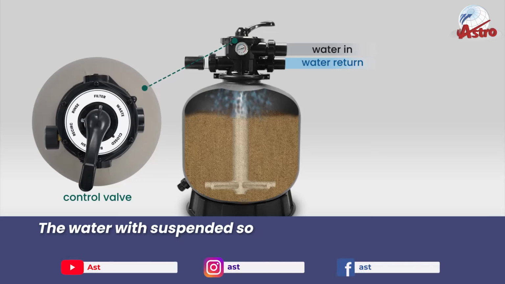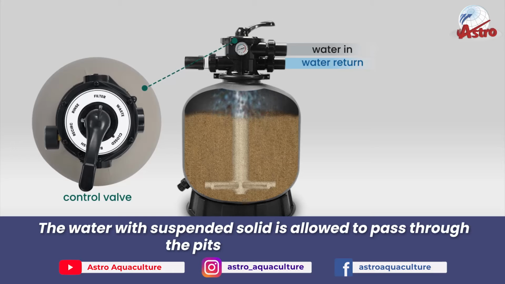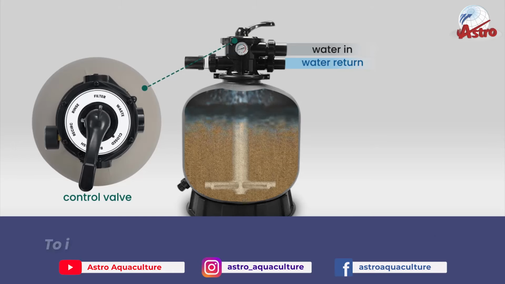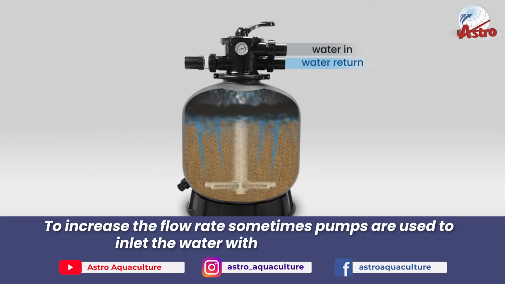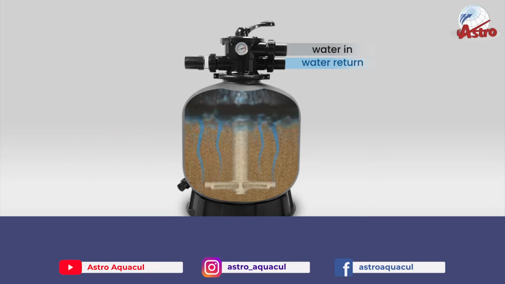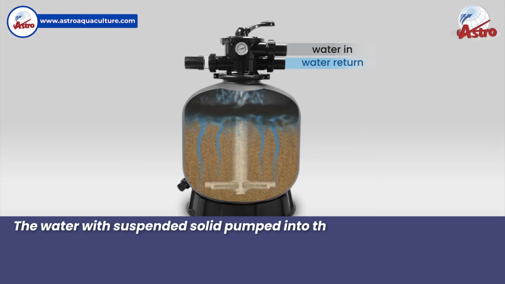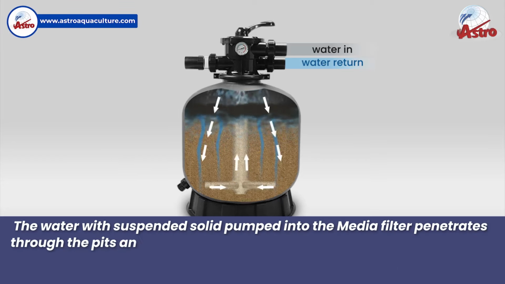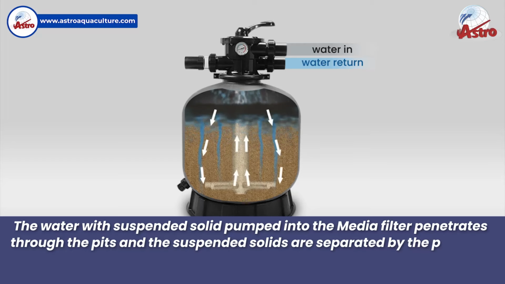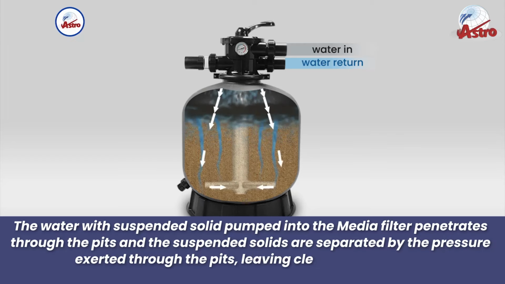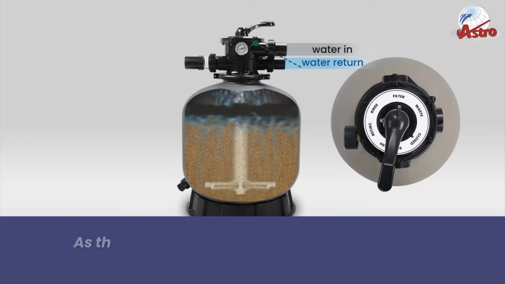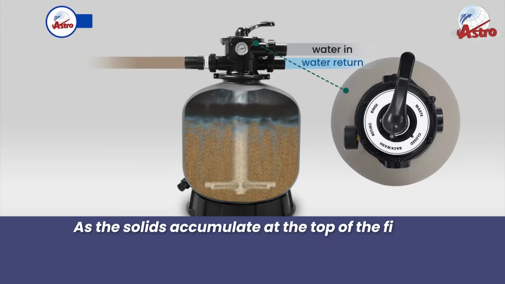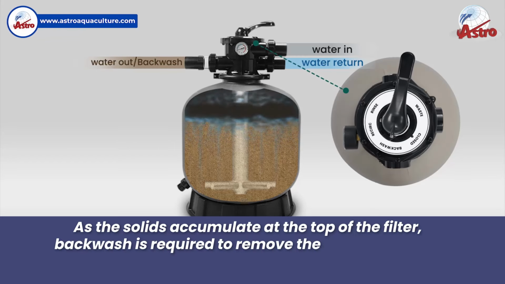The water with suspended solid is allowed to pass through the pits with a pressure. To increase the flow rate, sometimes pumps are used to inlet the water with higher pressure. The water with suspended solid pumped into the media filter penetrates through the pits and the suspended solids are separated by the pressure exerted through the pits, leaving clean filtered water. As the solids accumulate at the top of the filter, backwash is required to remove the accumulations.